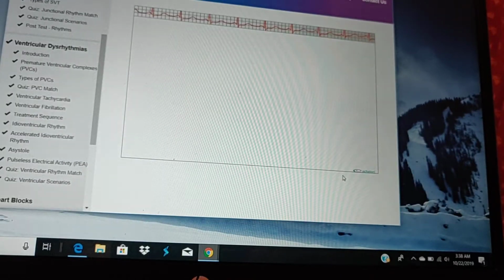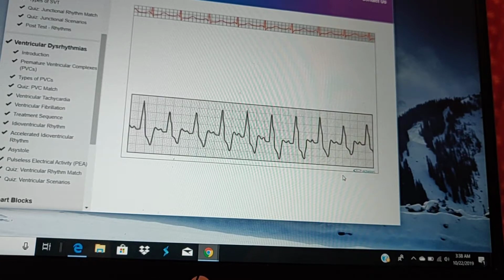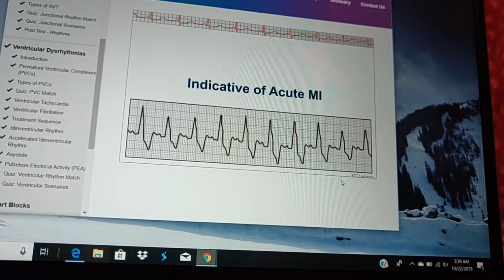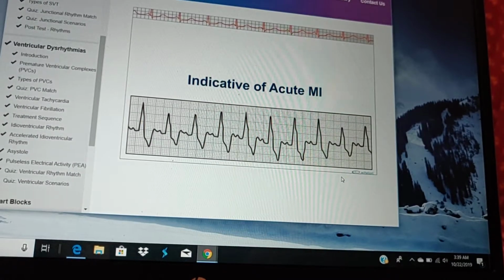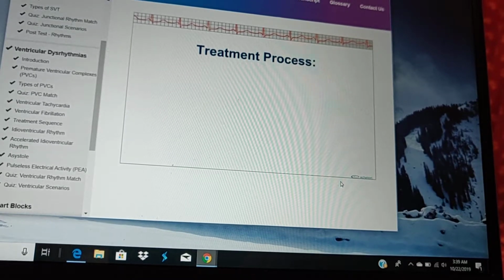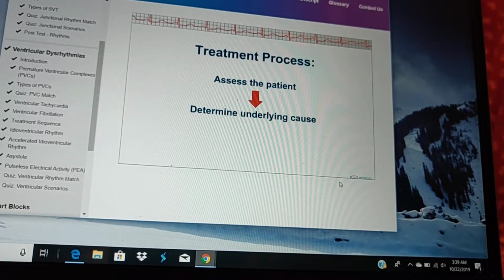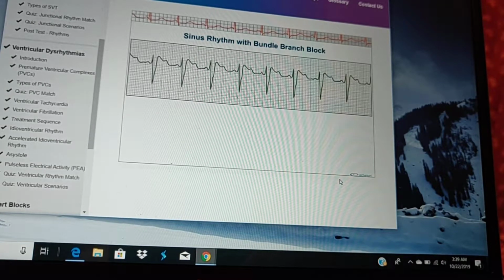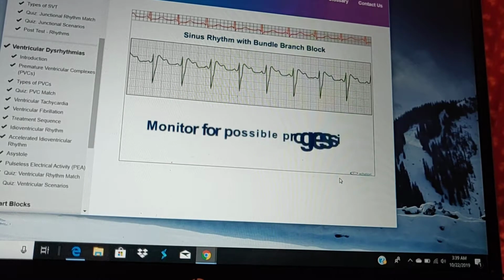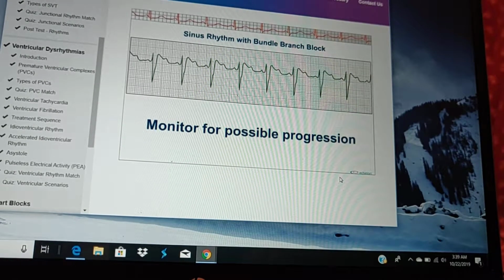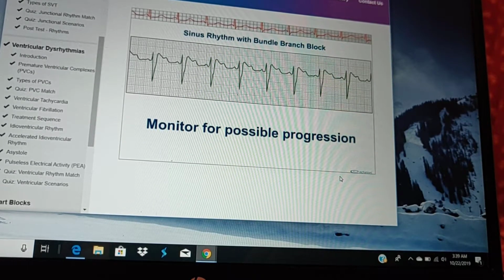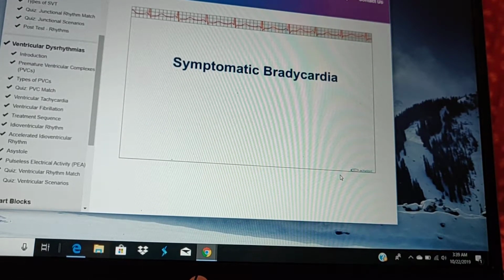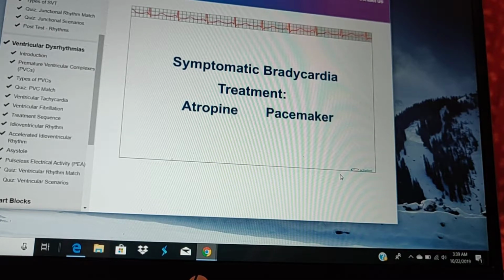With either the left or right bundle branch block, ECG changes may be indicative of an acute myocardial infarction, which will require prompt, appropriate intervention. The treatment process is to assess the patient, determine the underlying cause, and then treat accordingly. Even though they may often present little immediate danger, bundle branch blocks should be monitored for possible progression to a more serious condition. With symptomatic bradycardia, commonly seen with bundle branch block, treatment may include atropine or a pacemaker.